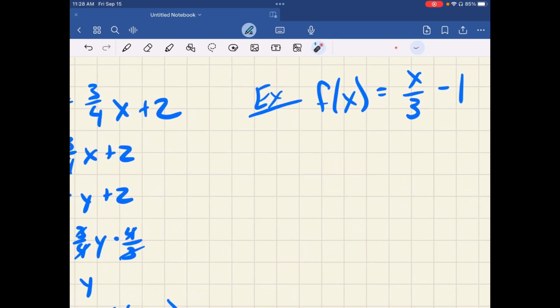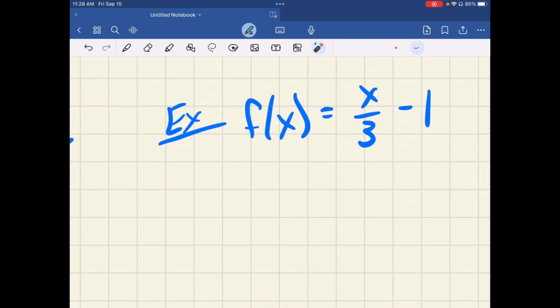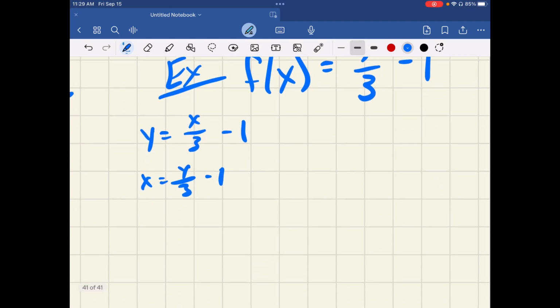All right, so here's another example. Once you pause the video, try that on your own, and then we'll come back and check it together. Now that you've had a chance to try that on your own, let's look at it together. So I've got y equals x over 3 minus 1. I'm going to switch my x and y values, and then I'm just going to solve for y.